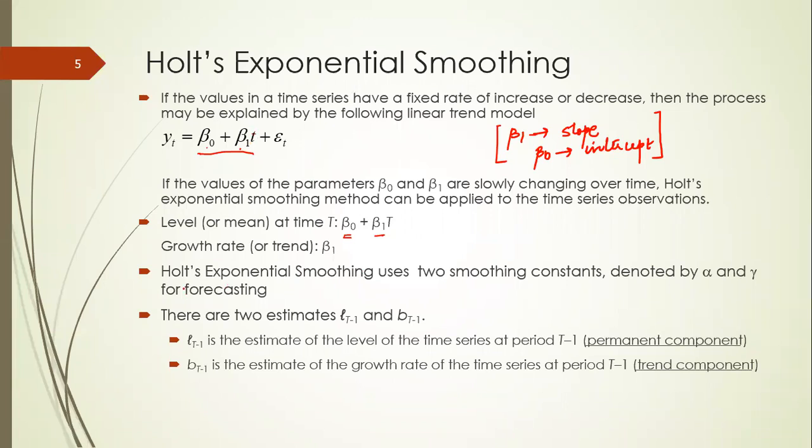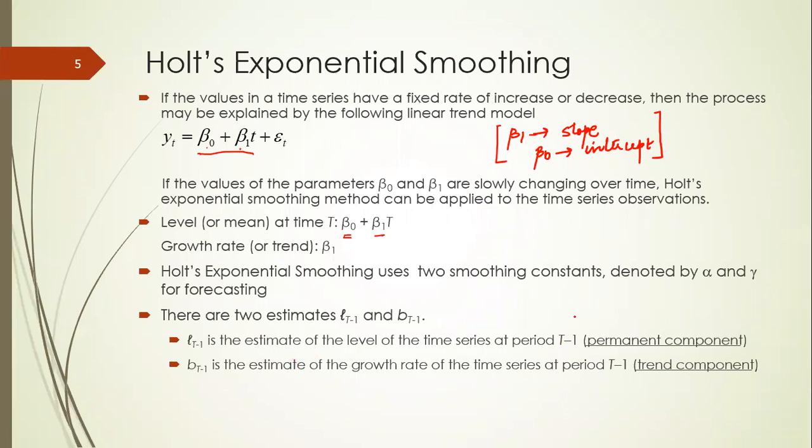Always keep in mind. Therefore, Holt's exponential smoothing uses two smoothing constants denoted by alpha and gamma. What is alpha? We know that alpha is the basic level smoothing constant. Gamma is nothing but the growth smoothing constant. There are two estimates, L(t-1) and B(t-1). L(t-1) is the estimate of the level of the time series at period t-1. This is basically the permanent component. Even if time did not progress, that's going to be the level.